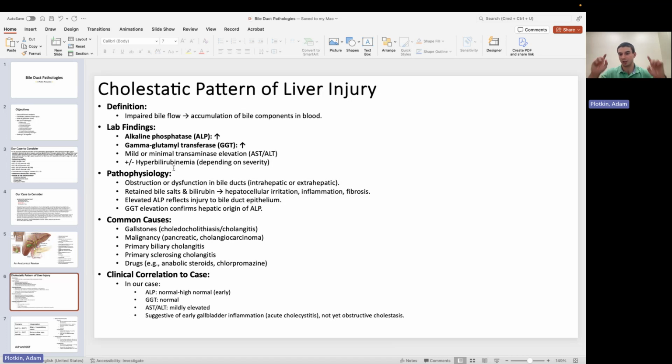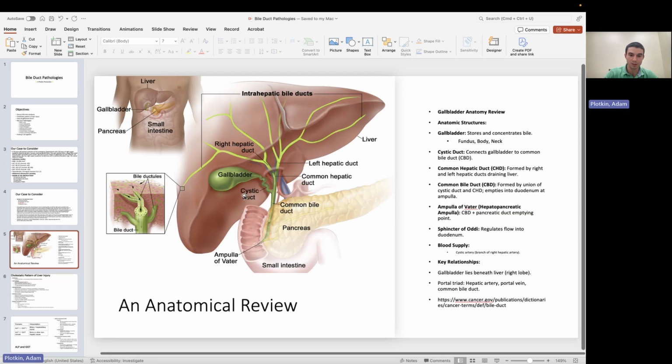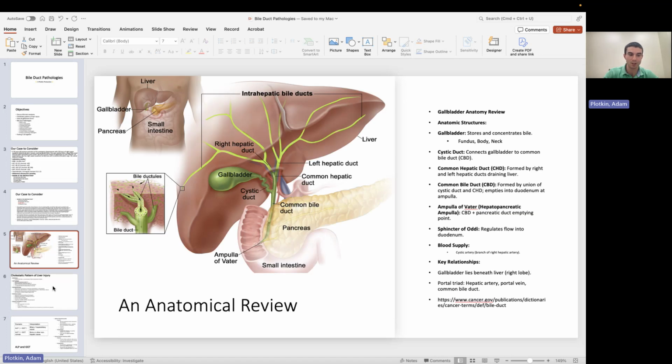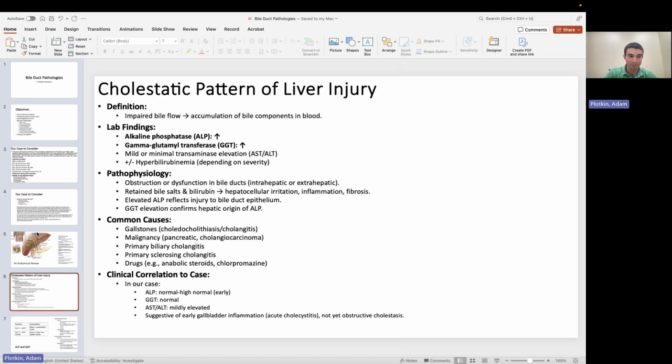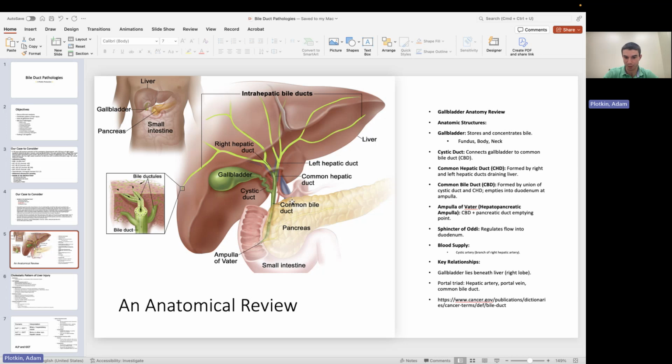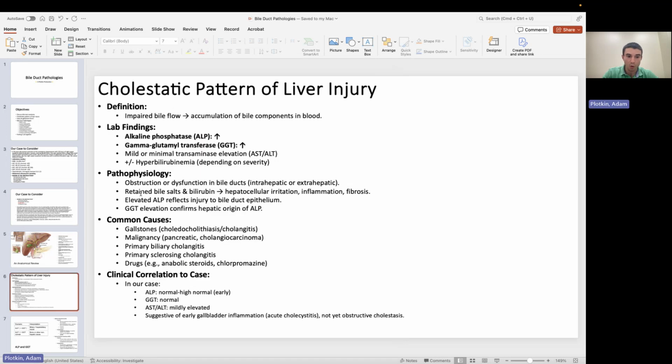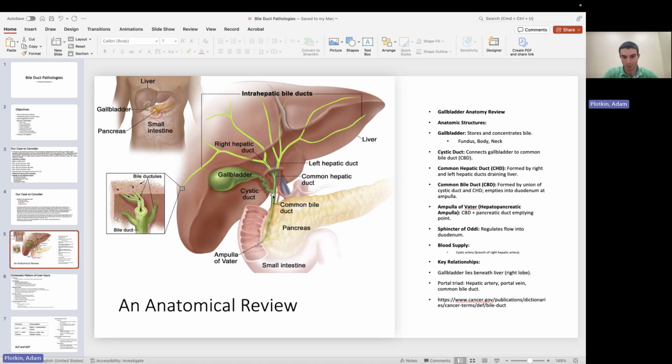So the pathophysiology, this will help us wrap our mind around things. We get obstruction or dysfunction in the bile ducts, either the intrahepatic bile ducts, like my right and left hepatic bile ducts, or the extrahepatic bile ducts, say my common bile duct, or even potentially my common hepatic duct when it's left the liver. So some of that obstruction leads to the retained bile salts and bilirubin, which will reflux out. So let's say we had damage right here. We had some sort of blockage in the common bile duct, okay?